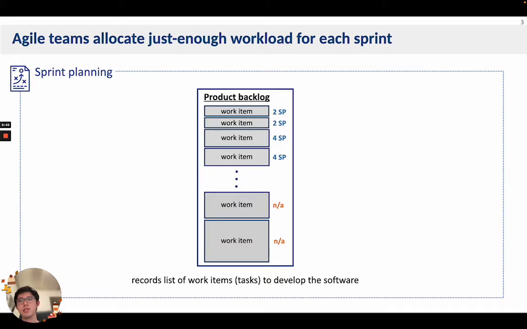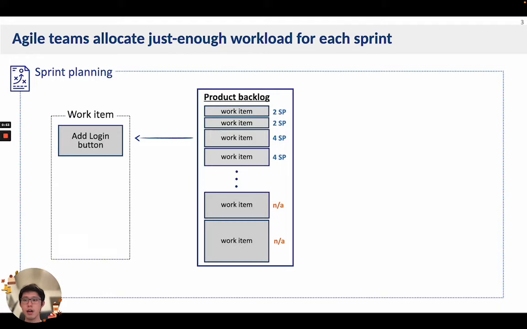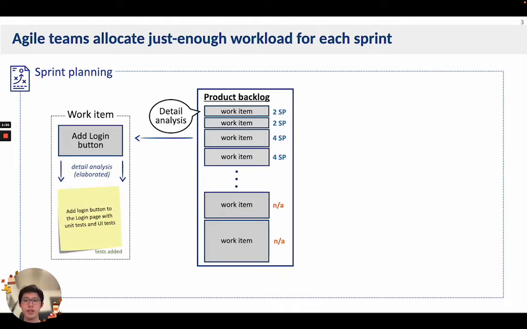So let's look in detail at the planning process. The team uses the product backlog to record the list of work items to develop the software. A work item is a task or requirement that contains the information to develop a piece of software. During sprint planning, the team performs detailed analysis to understand the work to be done. A work item is elaborated into more detail at this stage.